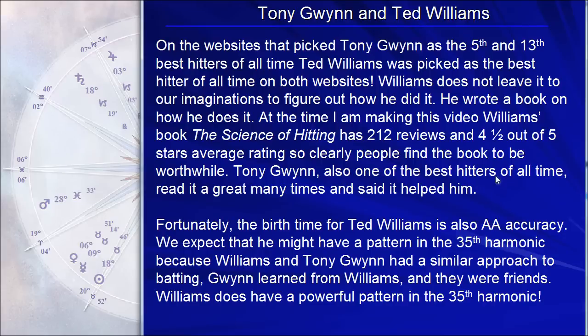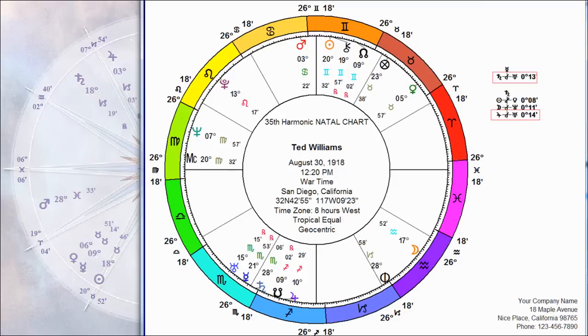Fortunately, Ted Williams, like Tony Gwynn, we have AA data, time from a birth certificate. So I was curious to see Ted Williams' 35th harmonic chart, because typically people who form these bonds have similar kinds of charts, and I expected that because of their friendship especially, that Ted Williams might also have a strong 35th harmonic chart. And here's Ted Williams' 35th harmonic chart.